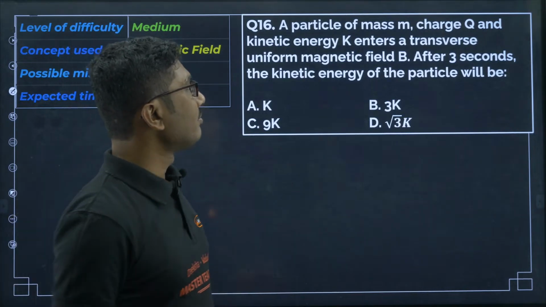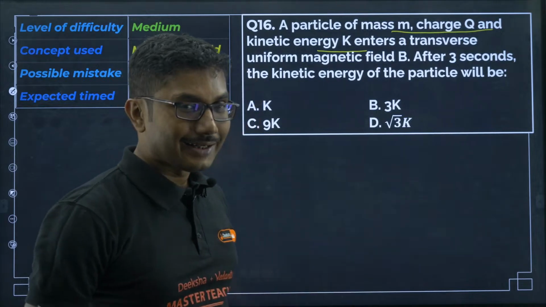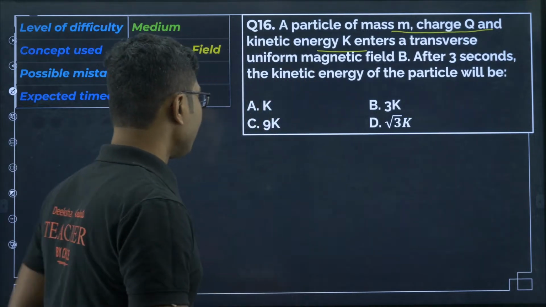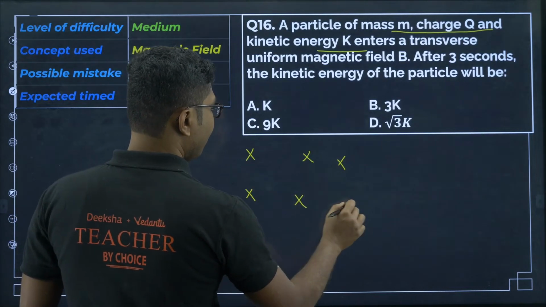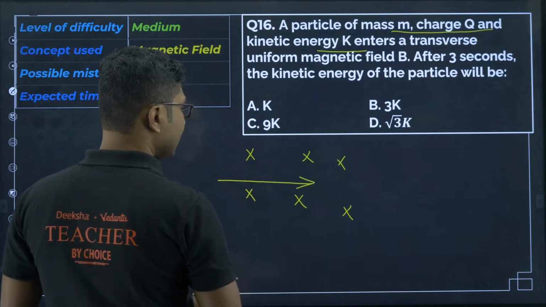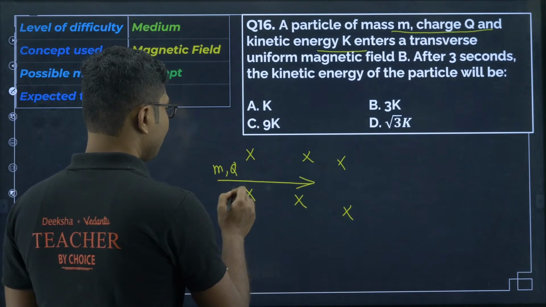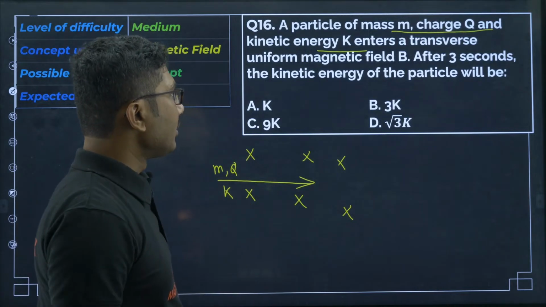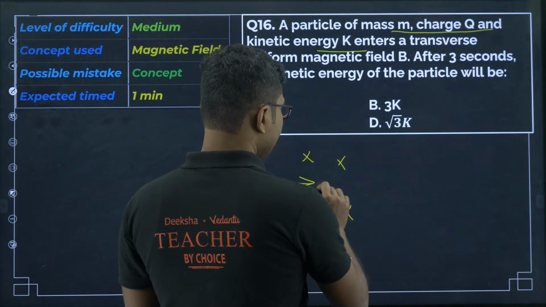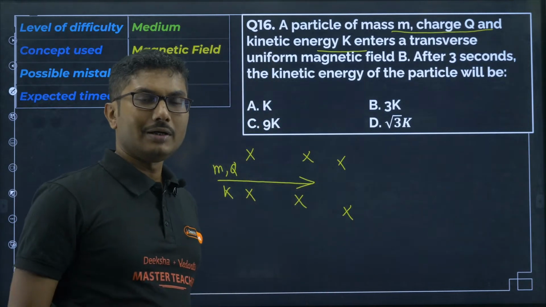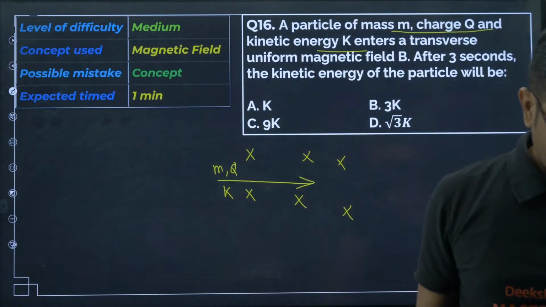Particle of mass m, charge q and energy k entered a magnetic field. Suppose we have a magnetic field like this. Let me explain it a little bit. A charged particle enters into it with mass m, charge q and kinetic energy k. After 3 seconds, suppose it reaches some point here. What will be the kinetic energy?